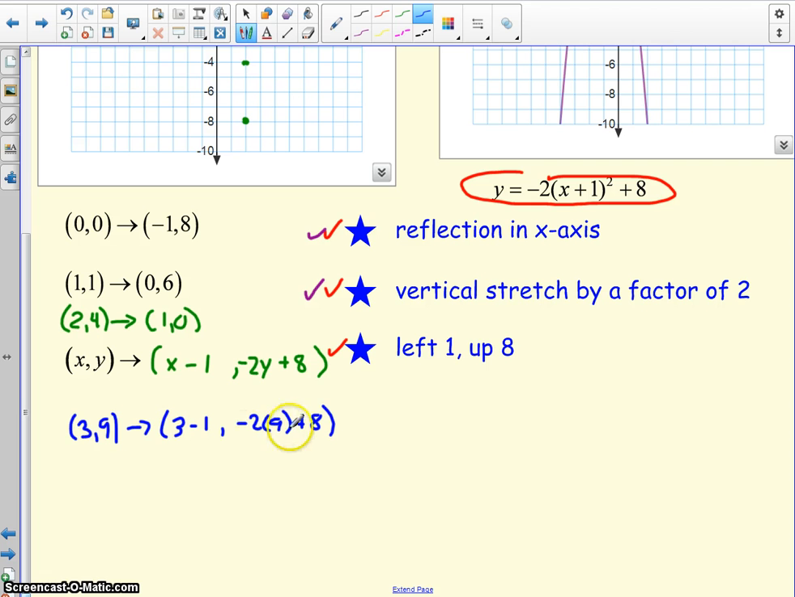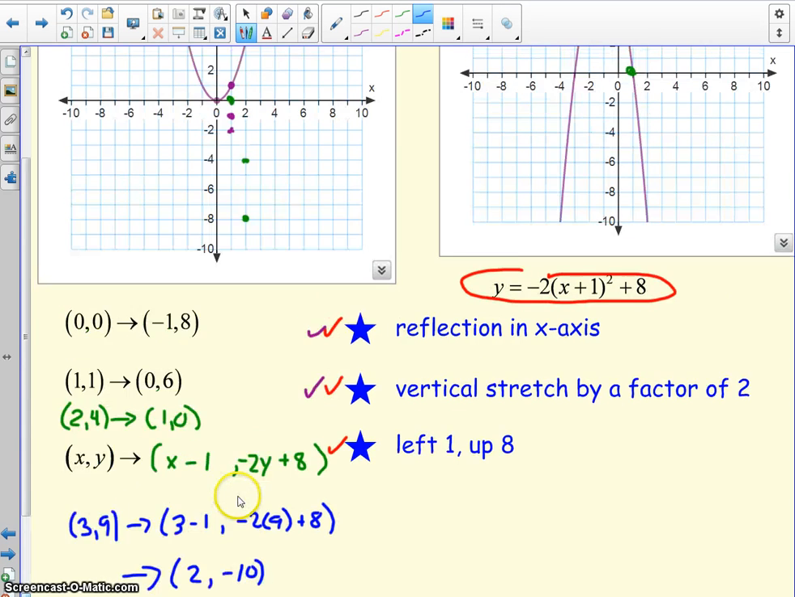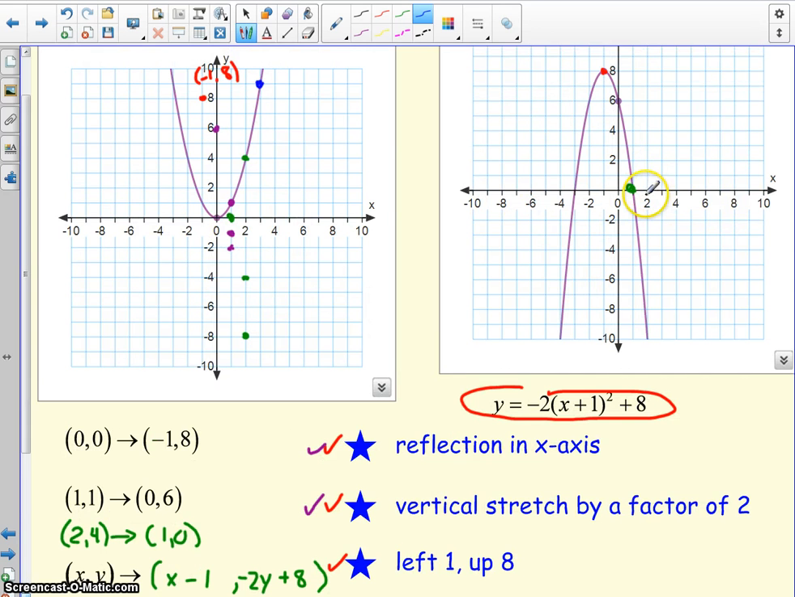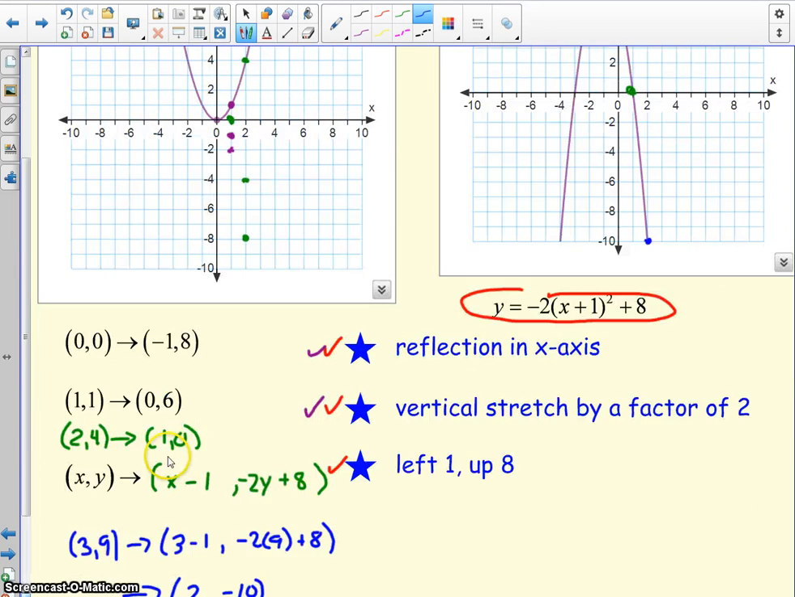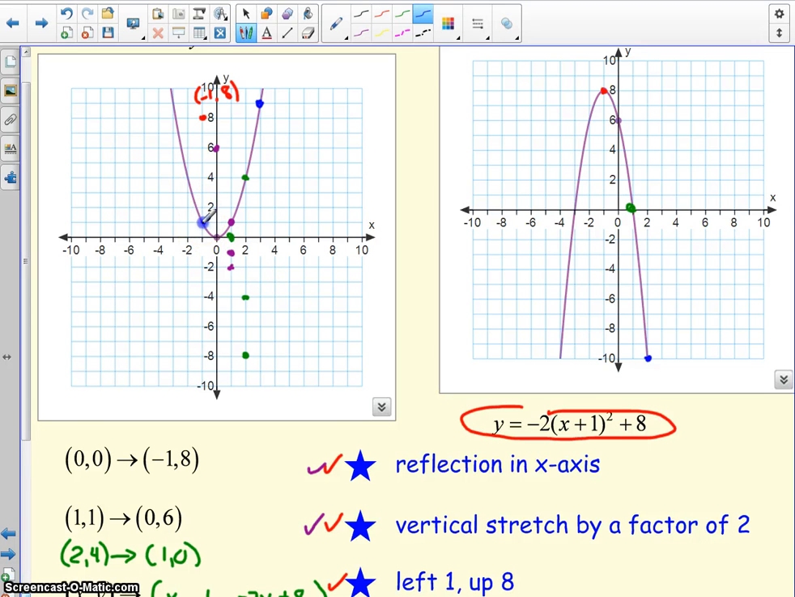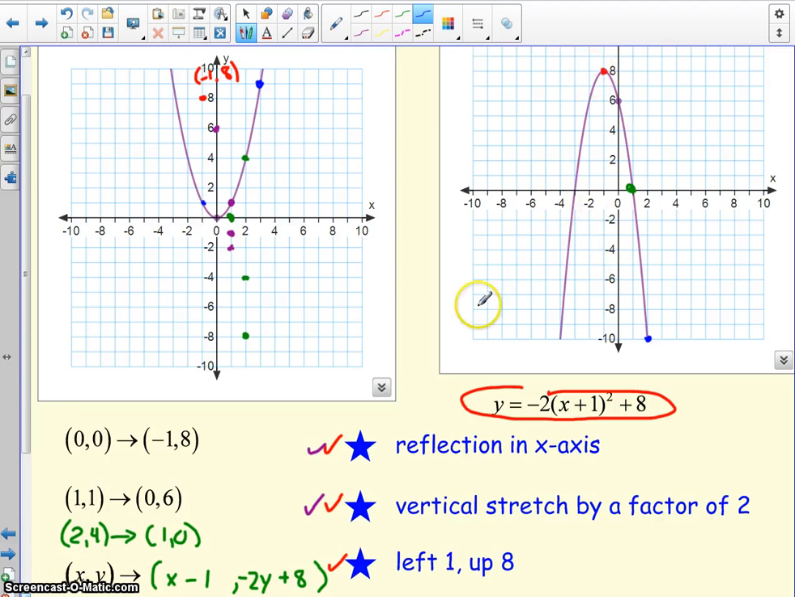It's just a matter of simplifying it and seeing what our new point is going to be. So 3 minus 1 is 2. Negative 2 times 9 is negative 18, plus 8 is negative 10. So this tells me that my point (3, 9) gets mapped to a point at (2, negative 10). Is (2, negative 10) somewhere on this new parabola? It is, down here. So it does work. And we could do it again for any other points. We could try this point here, (negative 1, 1), (negative 2, 4), and so on and so forth. Again, it'll all give us points that are on this new parabola.